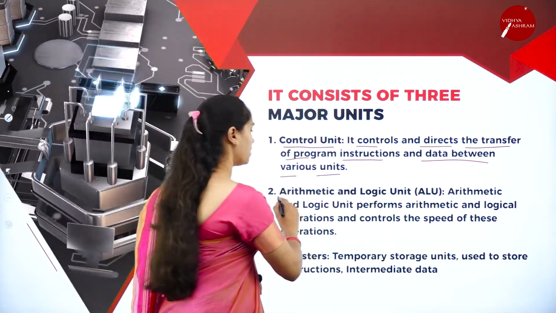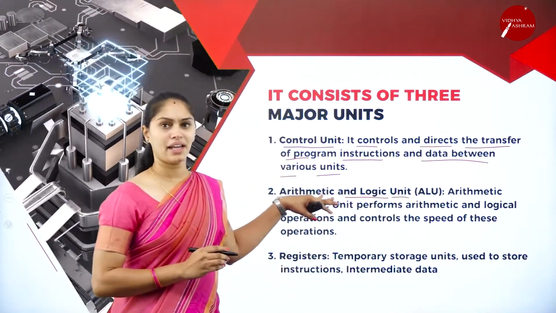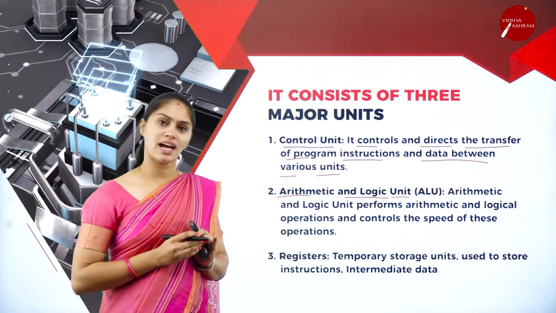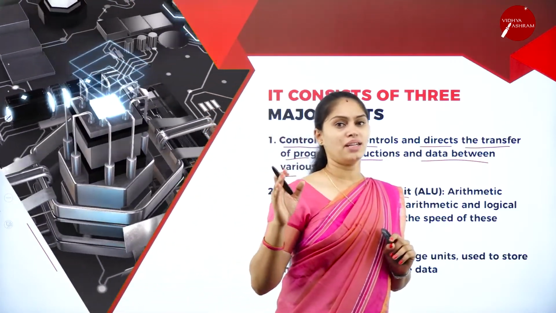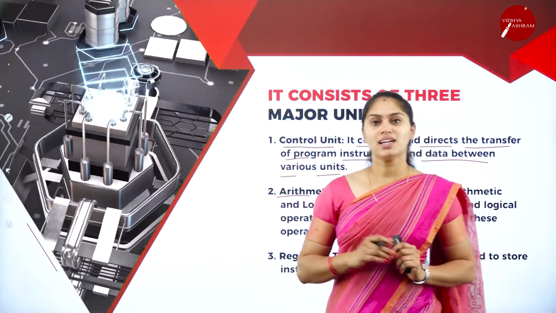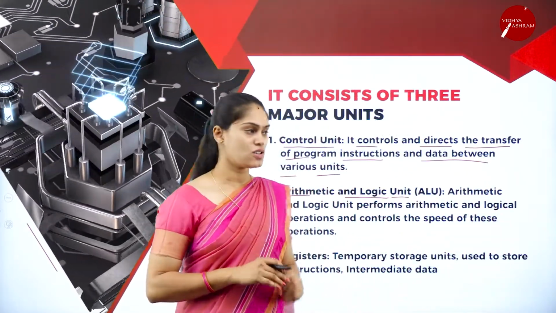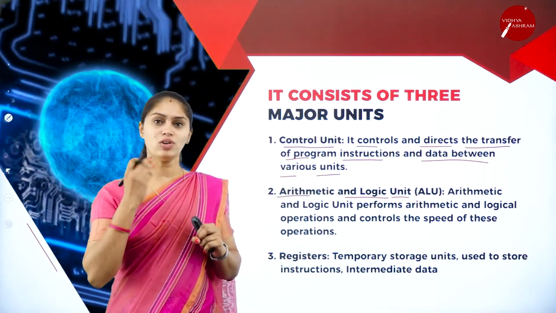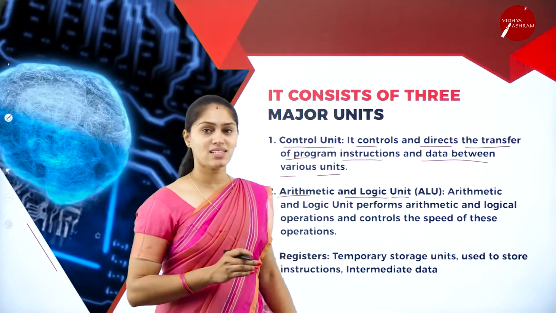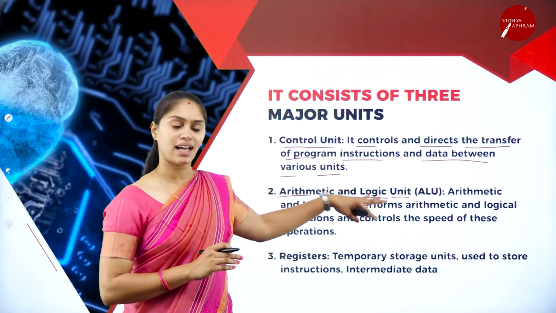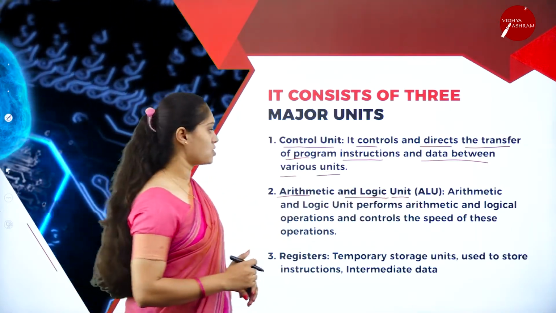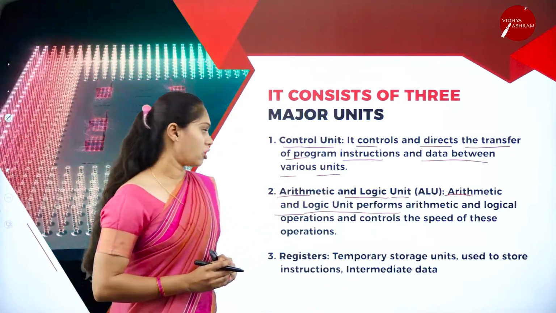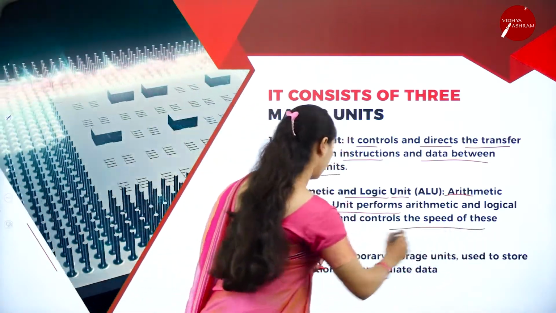So when it comes to the arithmetic and logic unit, as the name indicates, arithmetic and logic. When it comes to the arithmetic, what are the arithmetic operations that we can perform? Addition, subtraction, multiplication, division. When it comes to the logic, AND, OR, NOT. So in the arithmetic and logic unit, the main execution of a program takes place, that is, the calculation takes place in the component of the arithmetic and logic unit, that is ALU. So the arithmetic and logic unit performs the arithmetic and logical operations and controls the speed of these operations.